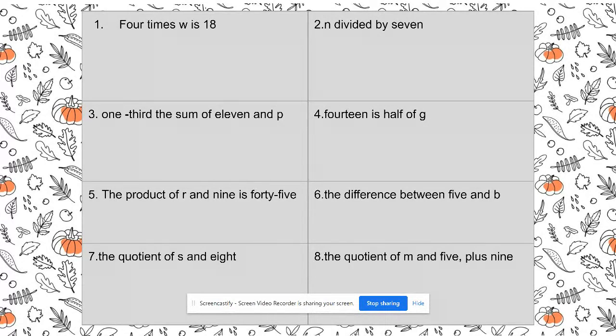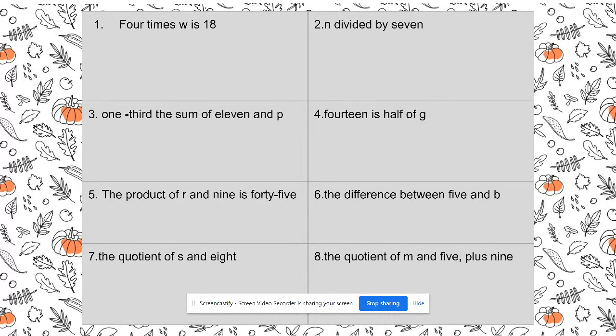So we've got 4 times W. How can we write that? 4 times W is going to be 4W, "is" means equals, and then we just bring down 18. So we're just bringing it down. All right. Number 2, n divided by 7. N divided by 7. We're going to skip number 3 for right this second and go to number 4.